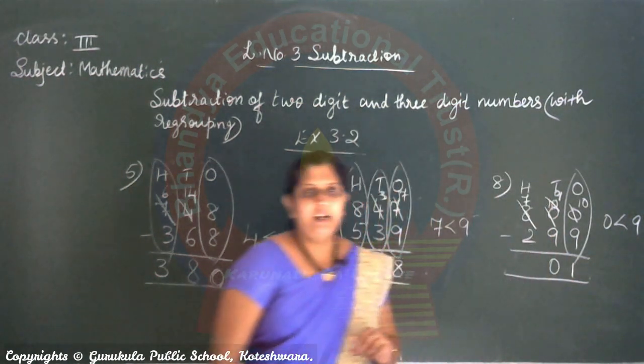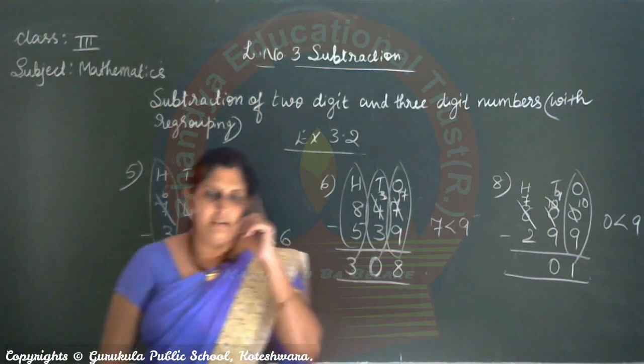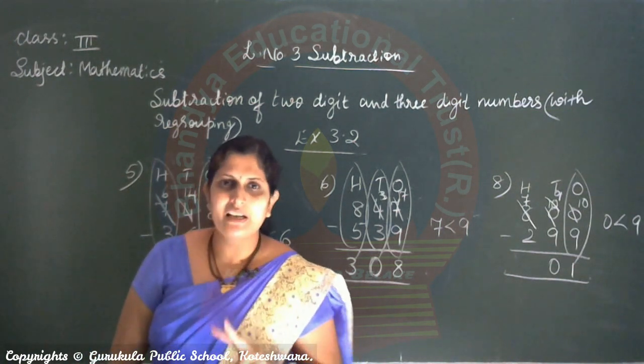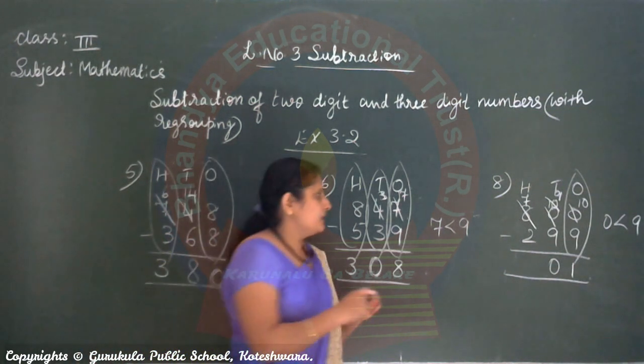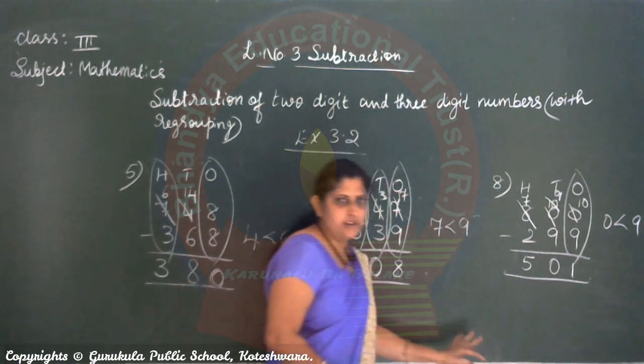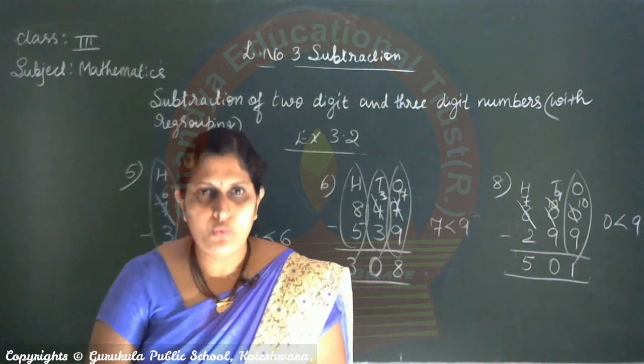Now 7 minus 2. In the hundreds column it is 7 minus 2. 7 you keep in your mind, 2 in your hand. Before 7 it is 6 and 5. So 5. So 501. The answer is 501.